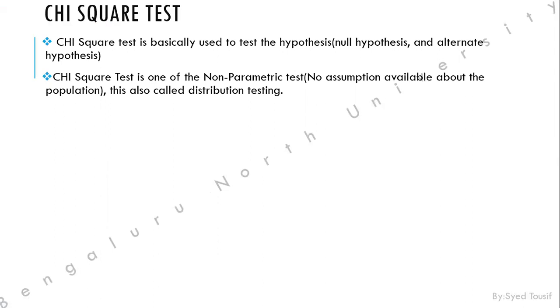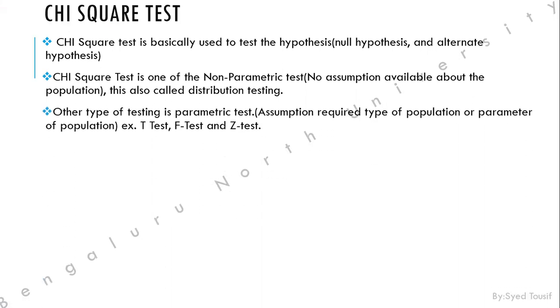So the chi-square test is one of the non-parametric tests. A non-parametric test is one where there are no assumptions regarding the result or the population. We have the population, but we make no assumptions now, and in future we also don't have any information about the population. We only know the sample size, that's it. This is called a non-parametric test. Chi-square is one of the non-parametric tests, and this is also called distribution-free testing.